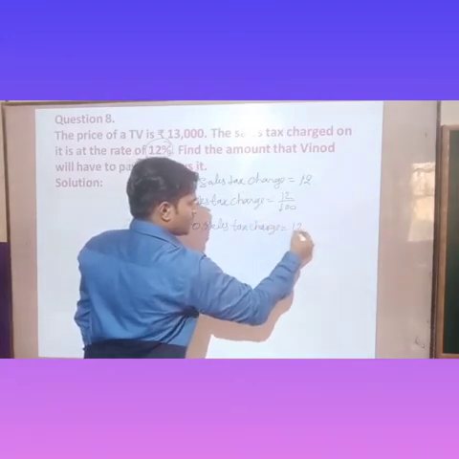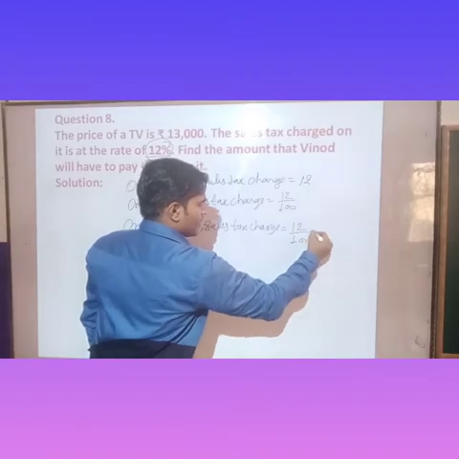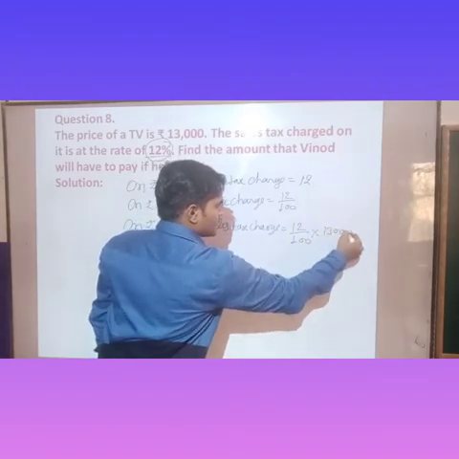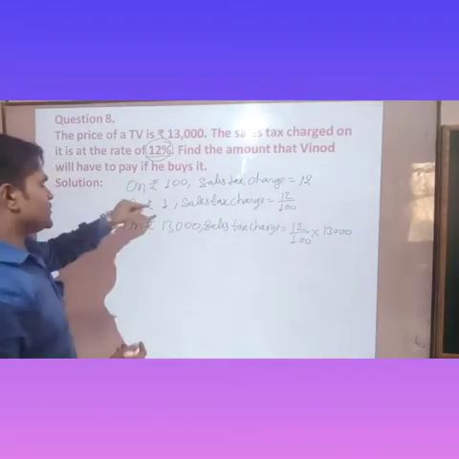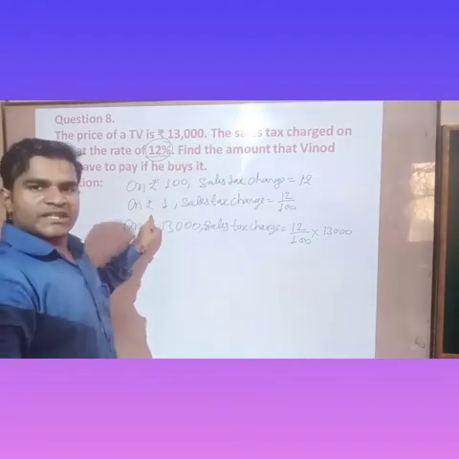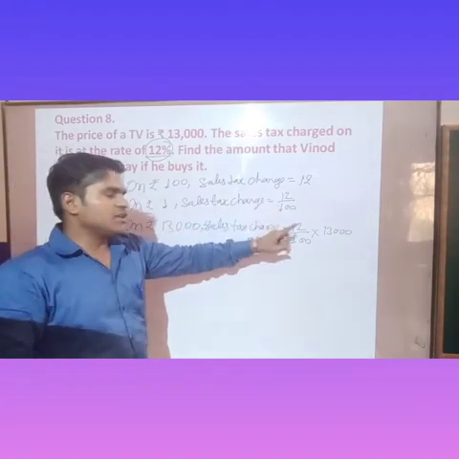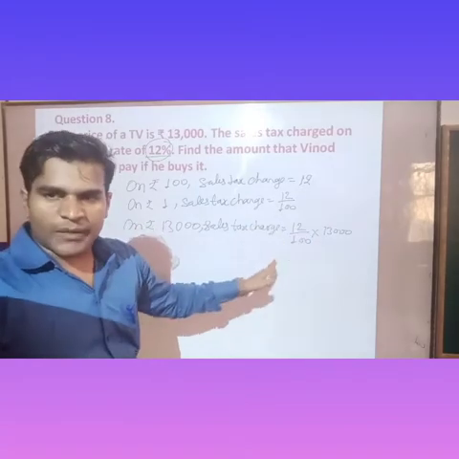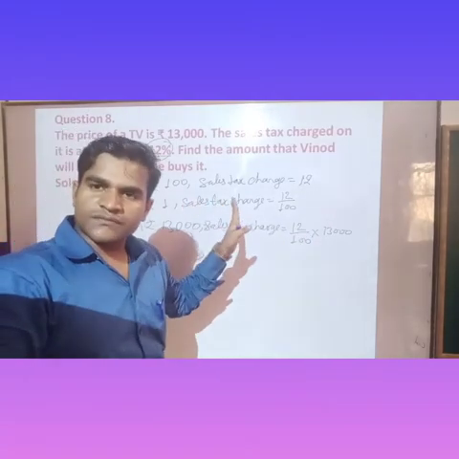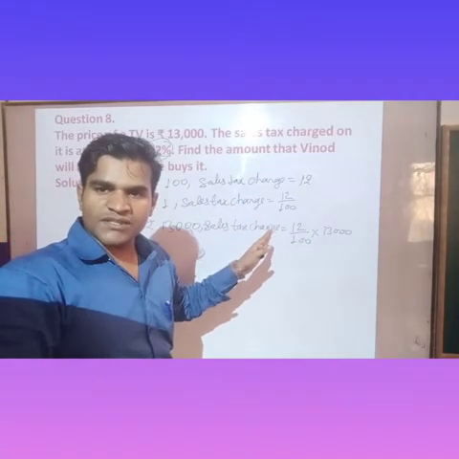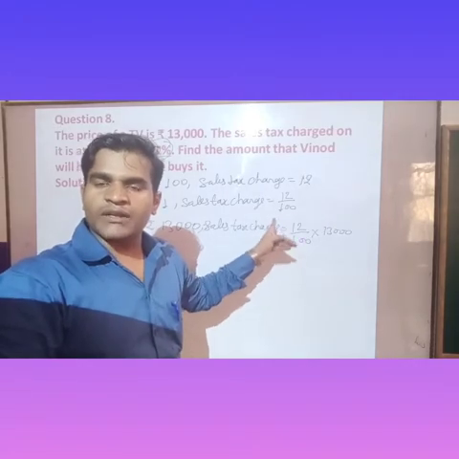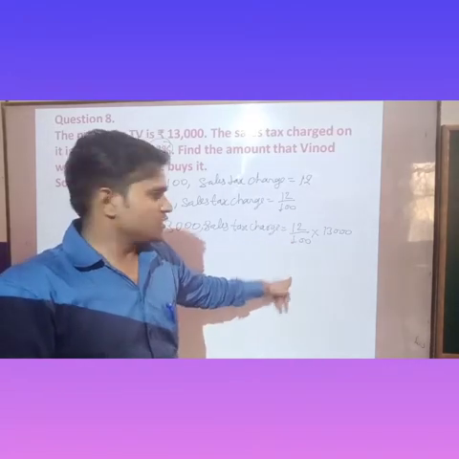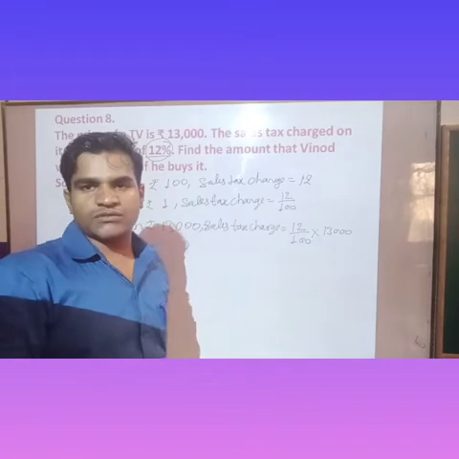So 12 upon 100 multiplied by 13,000. Children, if the sales tax charge on rupee 1 is 12 upon 100, then for rupee 2 it is 2 multiplied by 12 upon 100. Here rupee 13,000 is given, so it means 13,000 multiplied by 12 upon 100.